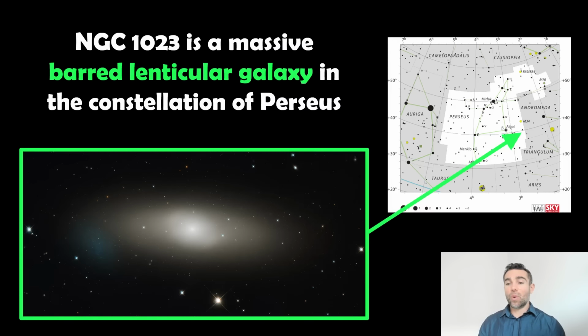Now this is an example of one here. So this is a massive barred lenticular galaxy in the constellation of Perseus. I noted approximately where it is in the constellation, and if you wanted to go find it, I don't actually know what the magnitude of this is or how bright it is, whether you'd actually be able to see it with a fairly modest telescope or not. I haven't actually tried that yet, but this is a massive barred lenticular galaxy.